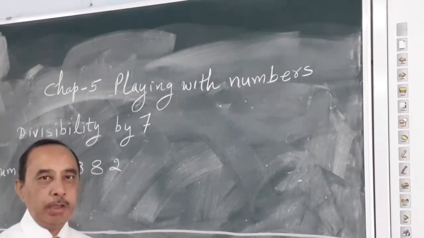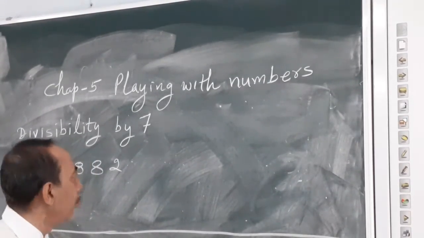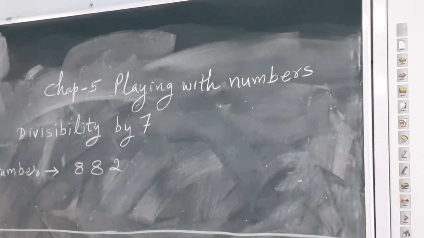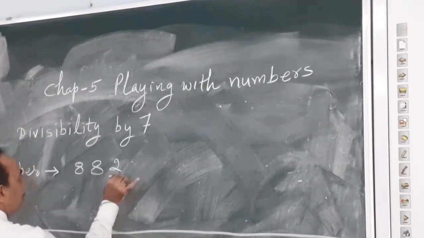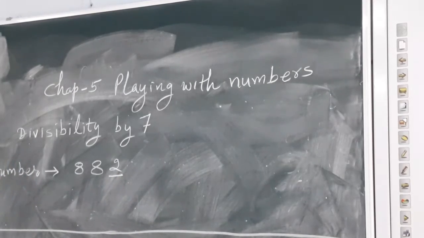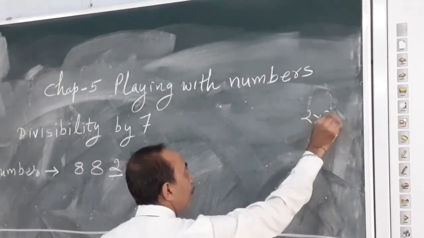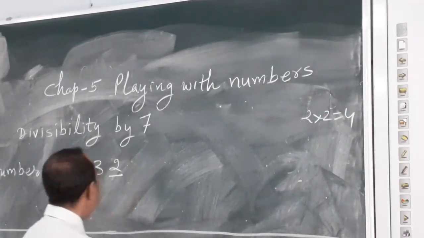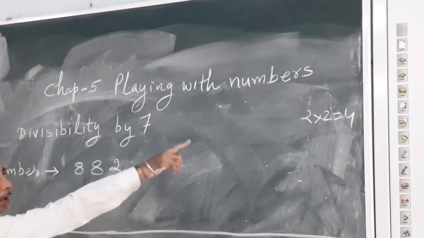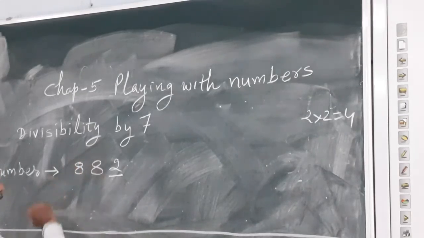This is not given in your book. This is separately for you. The number taken is 882, and we check how it is divisible by 7. First, we select the last digit, which is 2 here, and we make twice of this digit, which is 4. So 2 into 2 is 4, and then we subtract 4 from the remaining part.